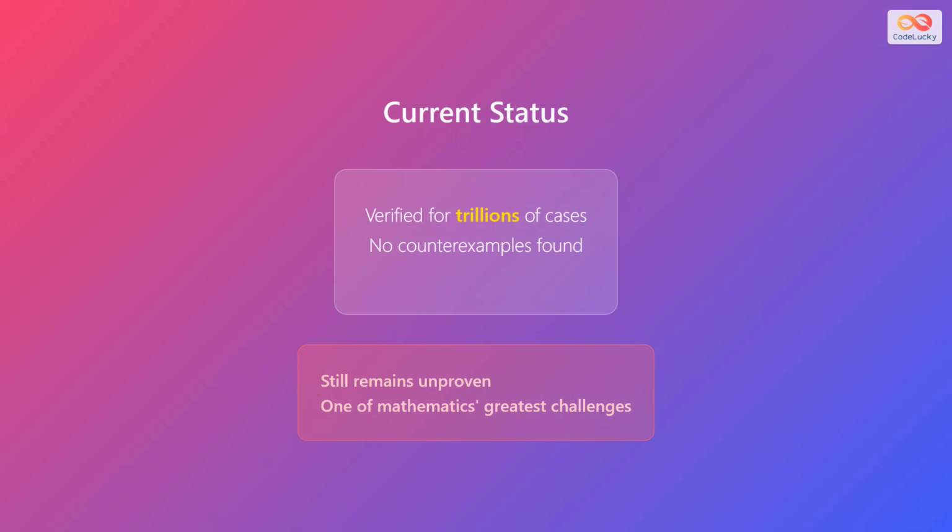So, where does the ABC conjecture stand today? It has been verified for trillions of cases, and no counterexamples have ever been found. Despite this, the ABC conjecture still remains unproven. It is one of mathematics' greatest challenges. The difficulty in proving it stems from the subtle interplay between prime numbers and how they combine to form other numbers.